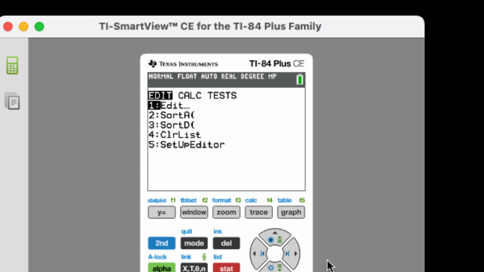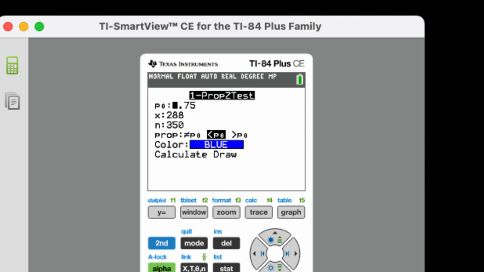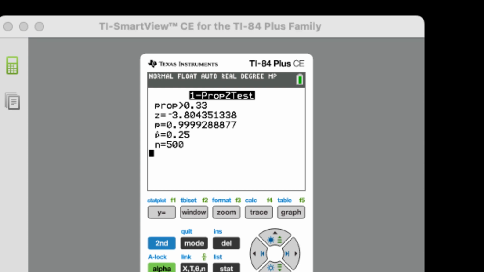On the TI, we go to stat, test. Number 5, isn't that 1 proportion z-test? It sure is. What's your P naught? 0.33. How many successes? 125. What's the sample size? Is this a right-tailed test? Make sure that inequality points to the right. Hit calculate. And what do you end up with? Wow, look at that number. If you had to go to the thousands, what's the problem? It's like 1.